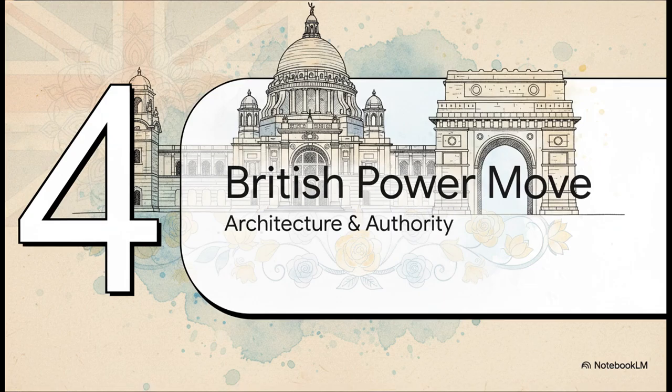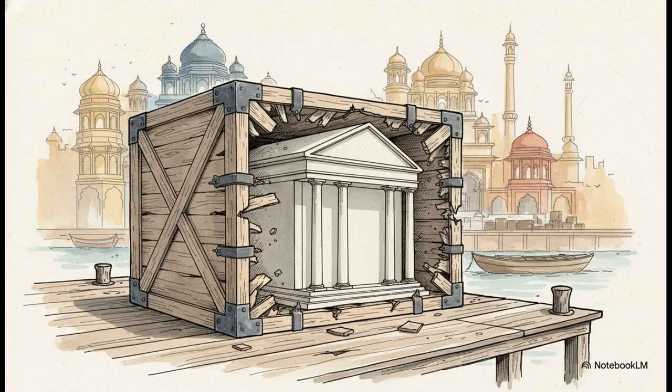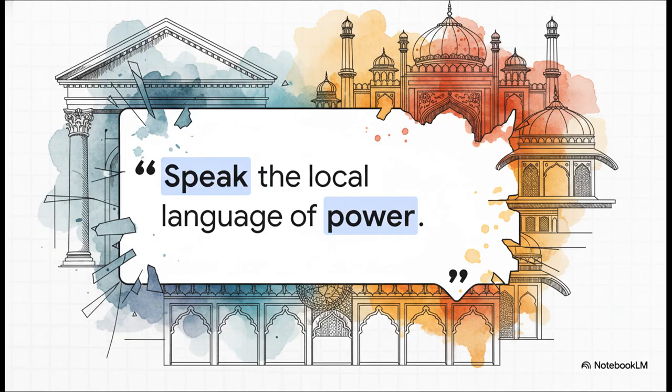Section 4. The British power move. Multiple European powers, the Dutch, the Portuguese, the French, the English, they all arrived and left their mark. Now, initially, they just imported classical Western prototypes straight over from Europe. But let's be real, a dreary European box doesn't exactly command respect in a culturally rich and incredibly hot landscape. The British quickly realized they needed to shake things up. To rule effectively, they had to speak the local language of power.